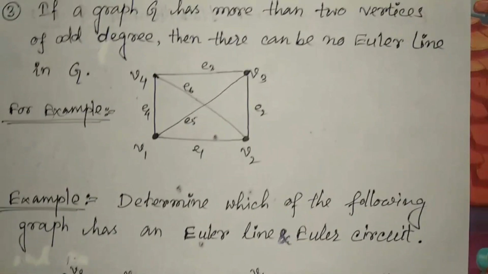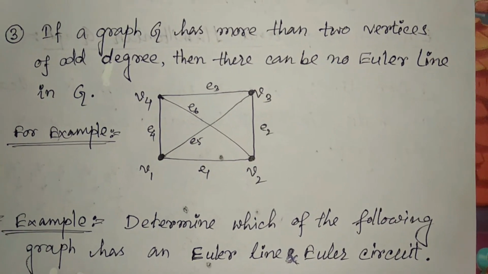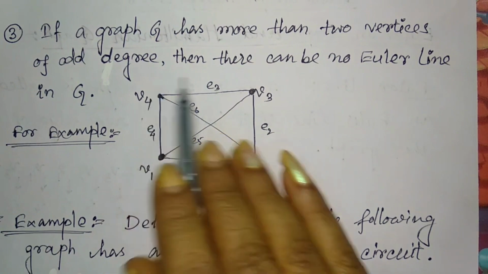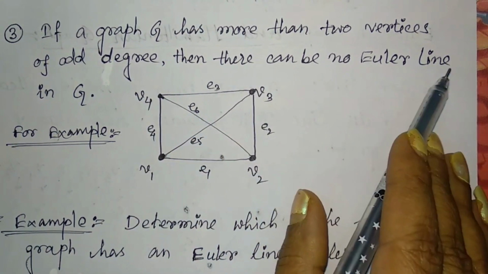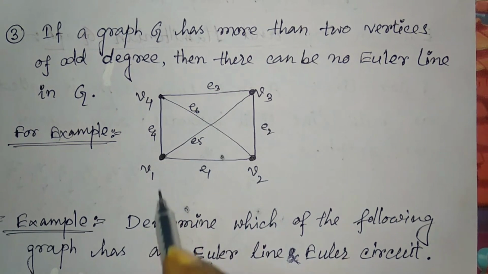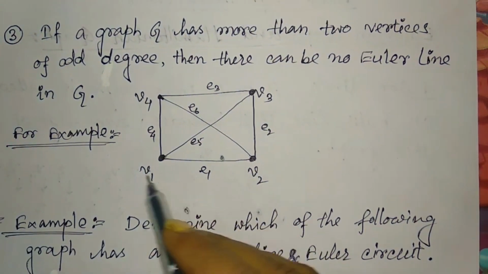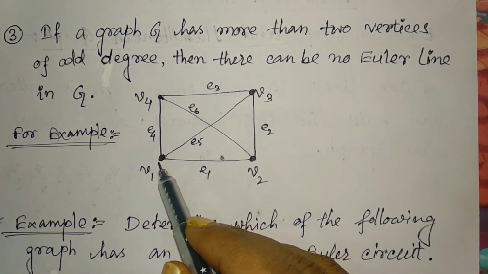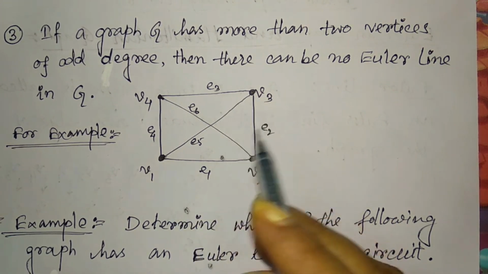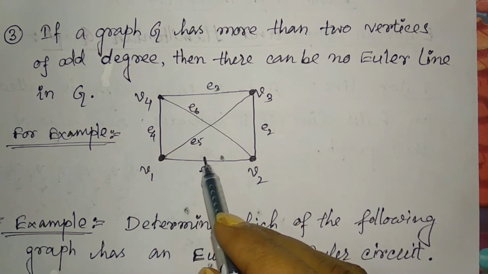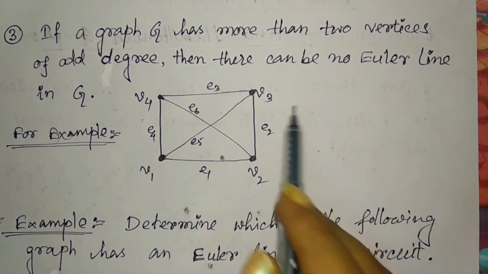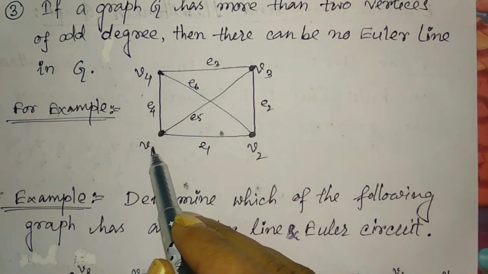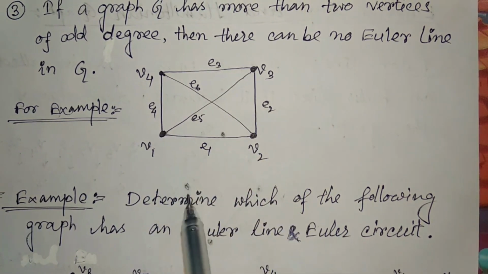One more consequence is, if a graph G has more than two vertices of odd degree, then there can be no Euler line in G. In a graph, if any vertex is odd, then it will not contain an Euler circuit, very obvious. But if in a graph more than two vertices are of odd degree, then it does not contain an Euler line even. So, for example, here look, V1, V2, V3, V4, these are the four vertices.